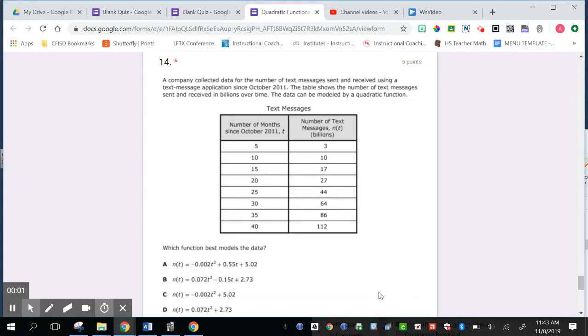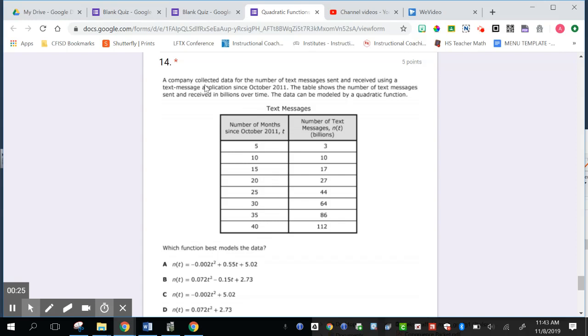Okay, so here we have a question with some information, a table, and then our question is actually always down here below our table or graph. So it says, which function best models the data? If I look at these answer choices, I can tell that they are all quadratics because they all have a squared term on my independent variable of t.